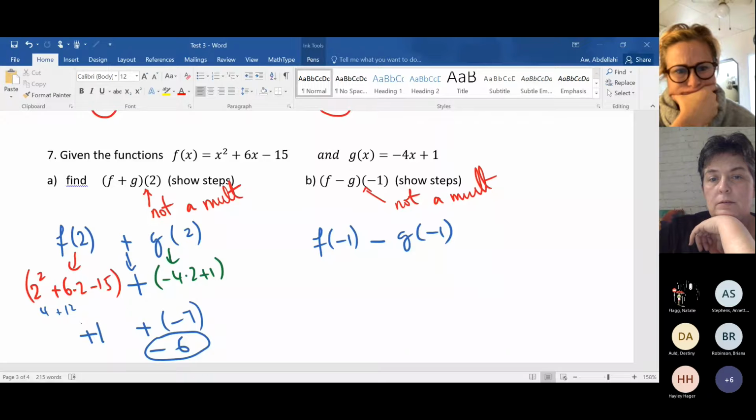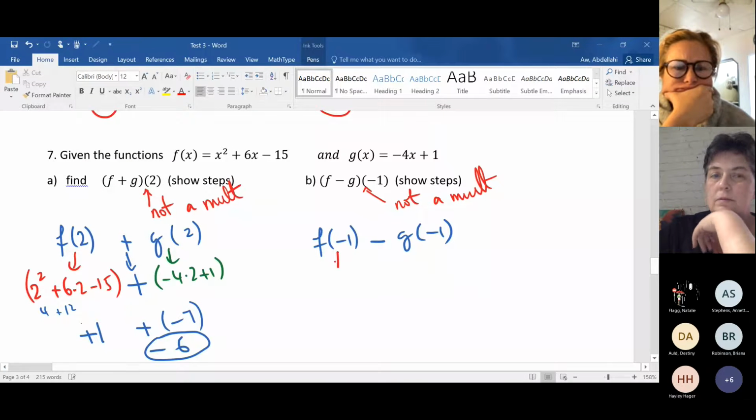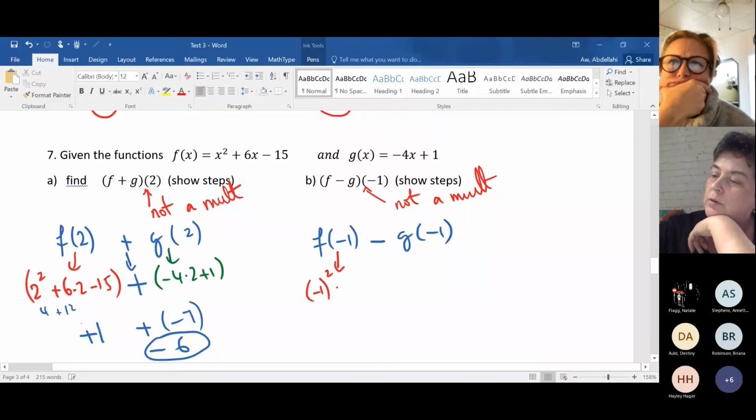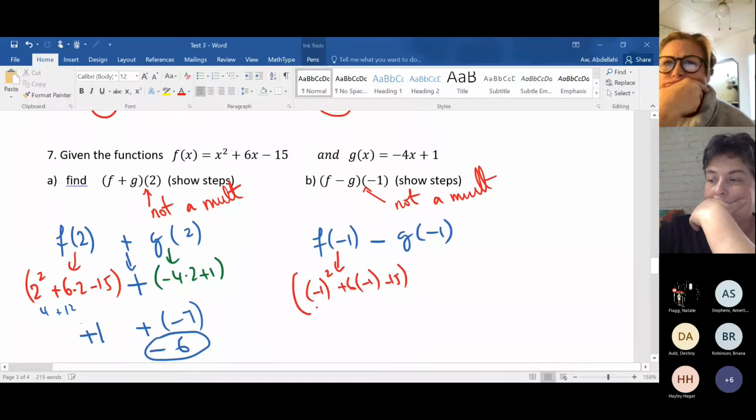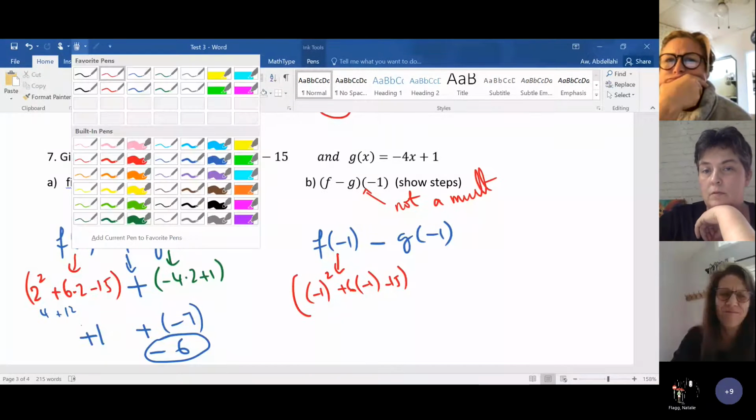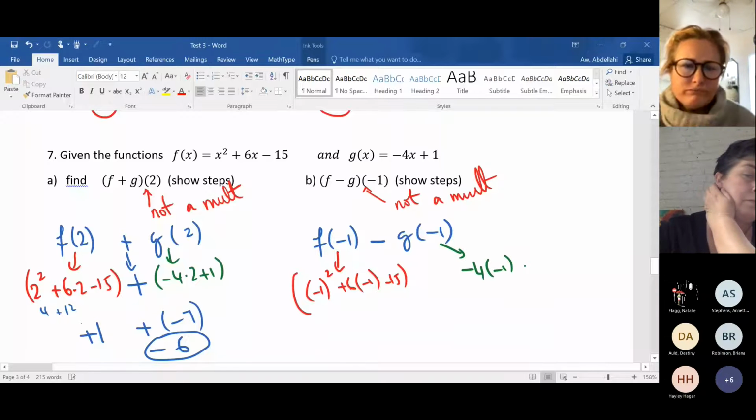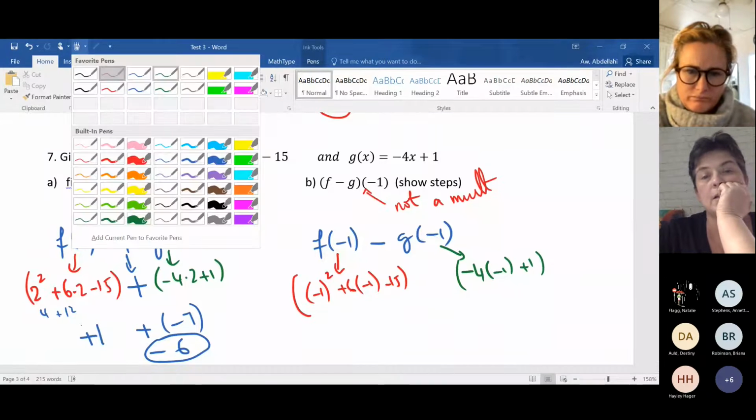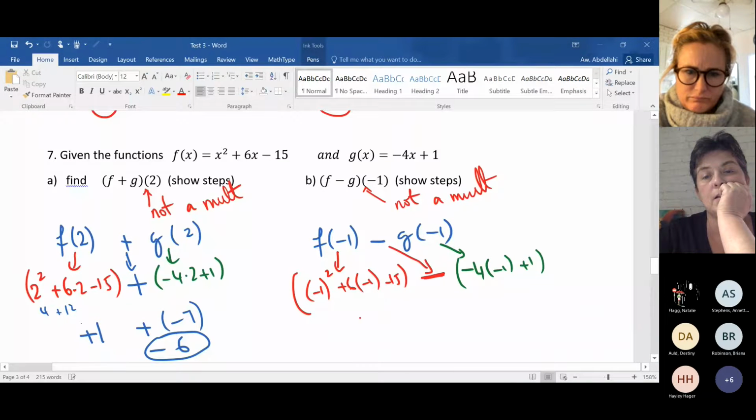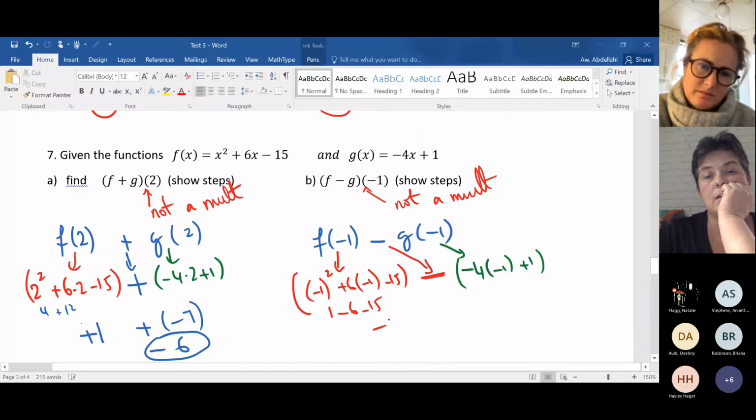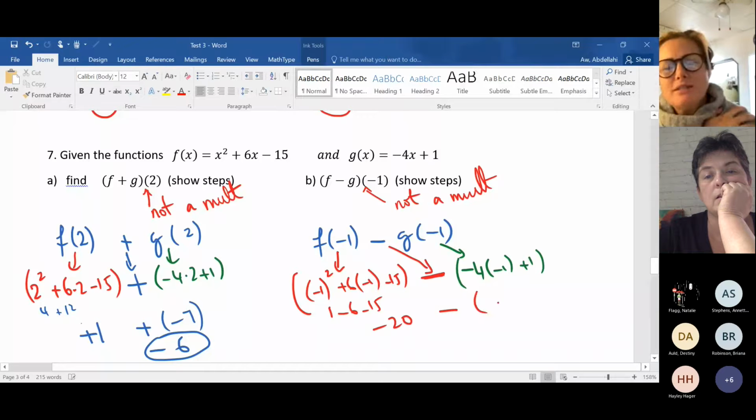The next one, I do f of -1, which is -1 squared plus 6 times -1 minus 15. That is f of -1. And then I do g of -1, which is -4 times -1 plus 1. And then I subtract them. So this is 1 minus 6 minus 15, which is -20, minus 4 plus 1, which is 5, giving -25.